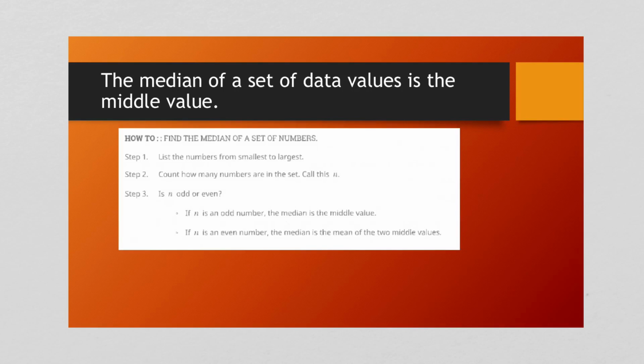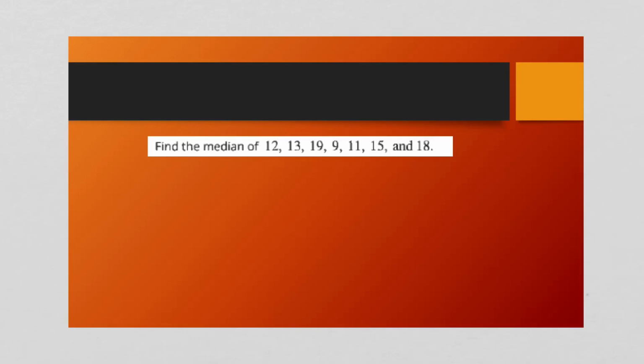Okay, so if you're ever looking for the median of a set of numbers, then what you need to do is list the numbers in order from least to greatest. You could go greatest to least, it doesn't really matter. And then you find your middle number. With an odd set of data points, you actually do have a middle number. But if you have an even set of data points, then you have to find the two middle numbers and average them together. I'll show you what I mean in a second.